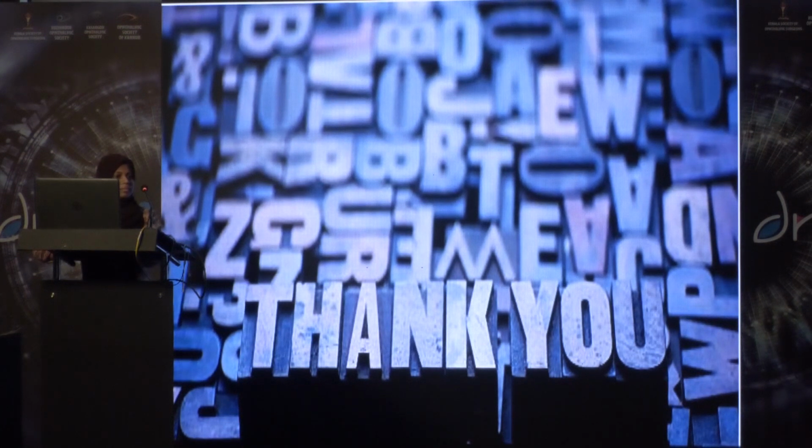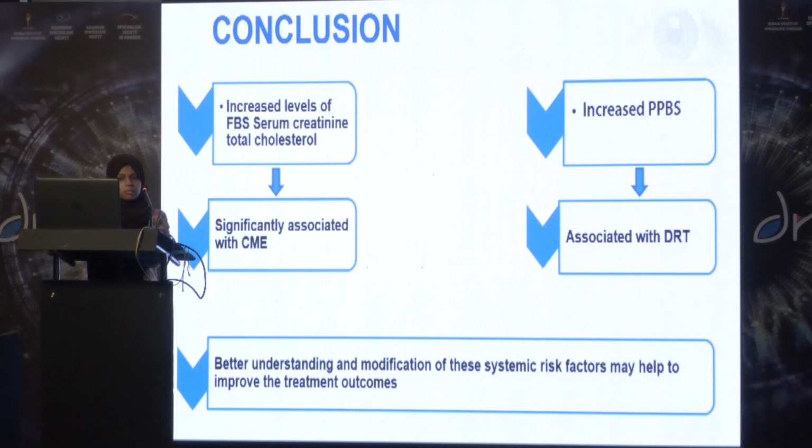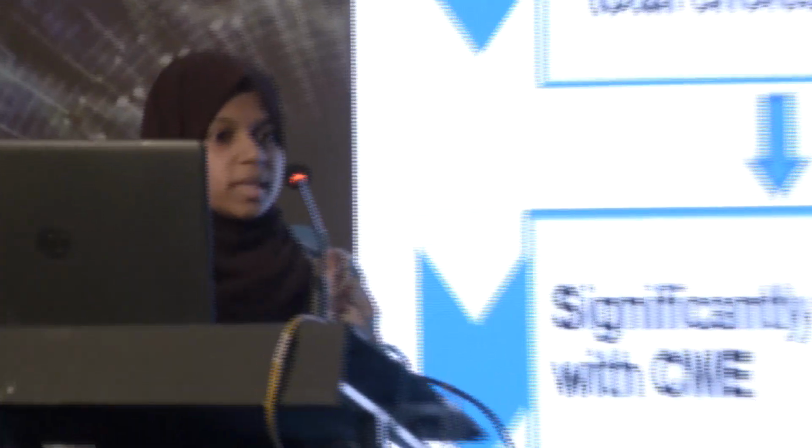Could you come to the conclusion that you made from your study? Did your study help you come to this conclusion that you made? If we focus on the risk factors, we can predict the outcomes, sir. What was the aim of your study? To study the relationship between the systemic risk factors and different morphological patterns. And then what was your conclusion based on that? Based on your aim, what did you find?